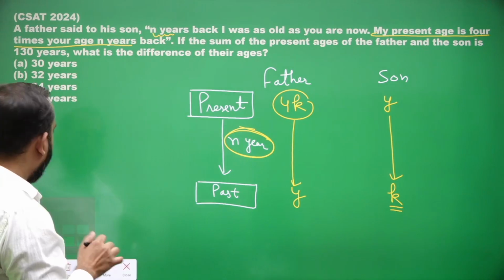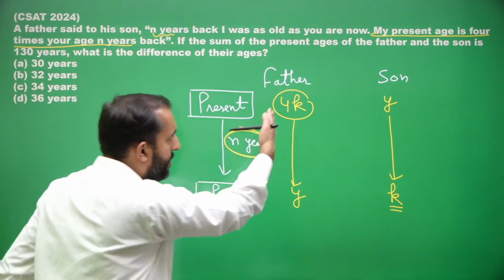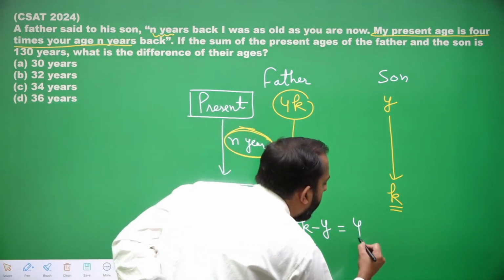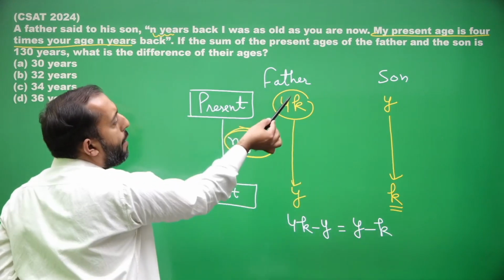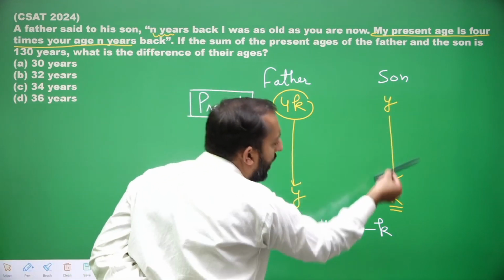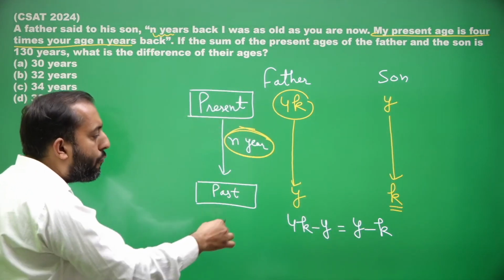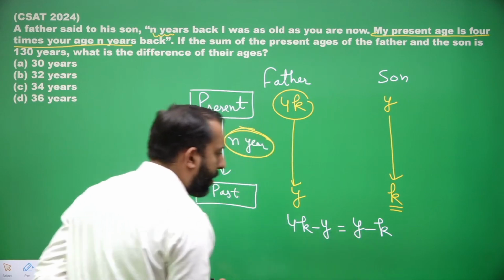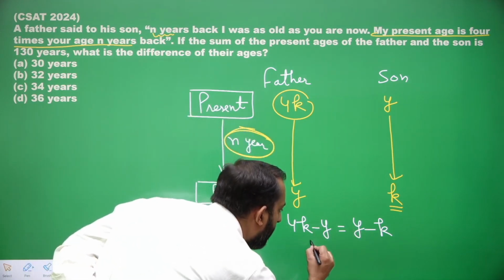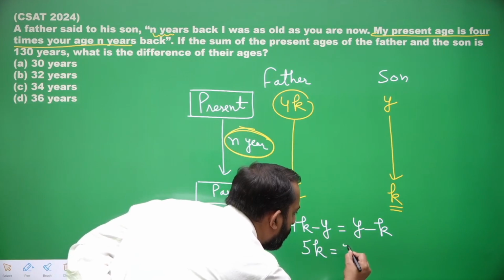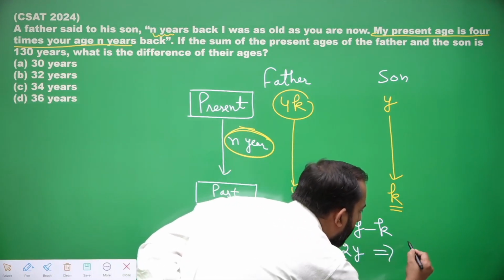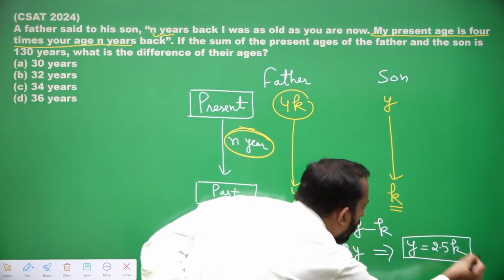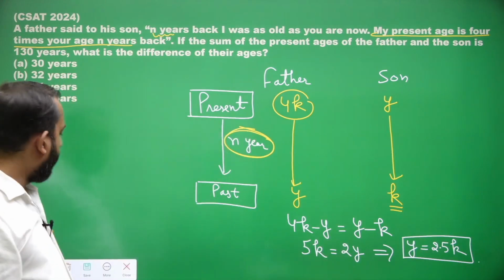Now, if both the gaps are n years, which means 4k minus y must equal y minus k, because the gap between 4k and y and the gap between y and k is the same, that is n years. Solving this equation further, it becomes 5k equals 2y, which means y equals 2.5k. We got the value of y in terms of k.